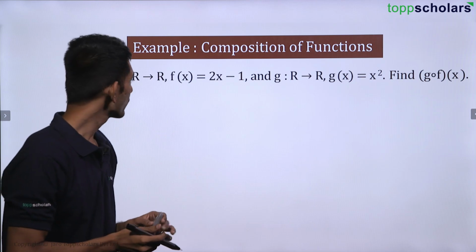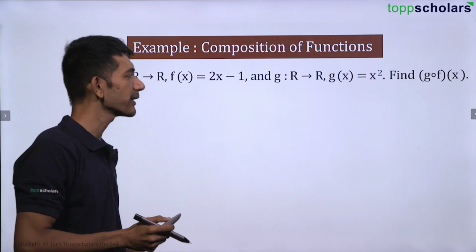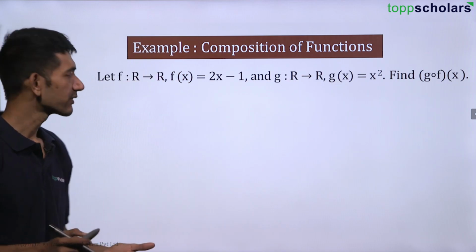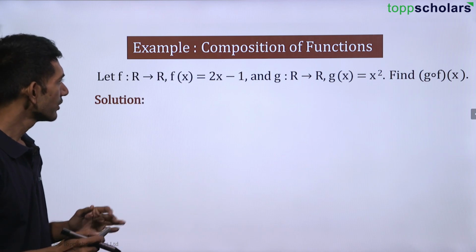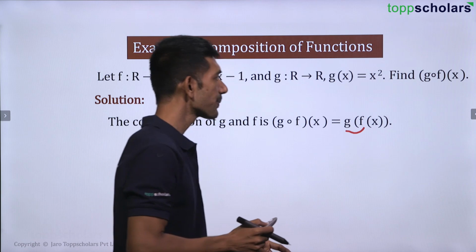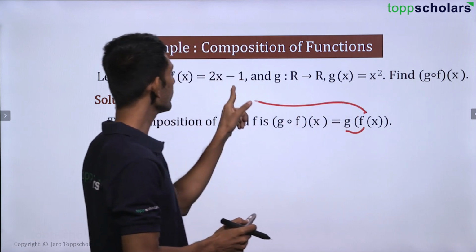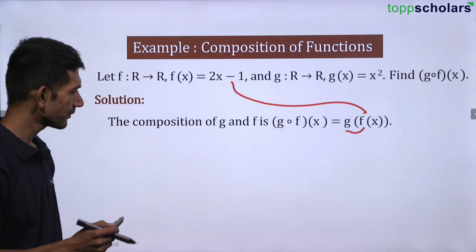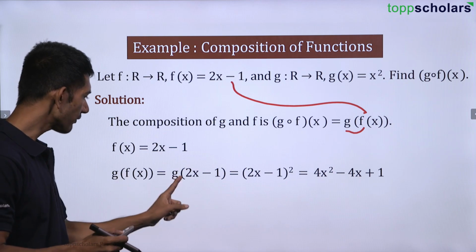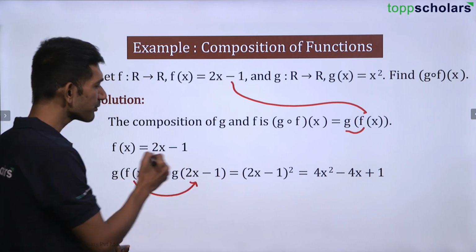Now let us see one more question. It says, let f be a function from R to R such that f(x) is equal to 2x minus 1 and g(x) is given as x square. Find g of f of x. So firstly, we know that g of f of x is g of f(x). What is f(x)? f(x) is already given. f(x) is 2x minus 1. So put it there, right? So you get g of f(x), that is g of (2x minus 1).